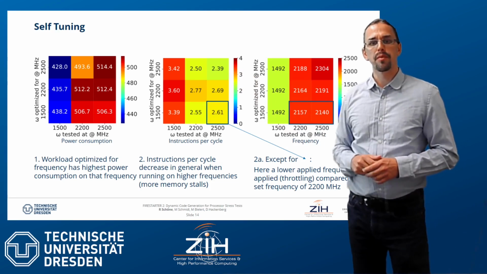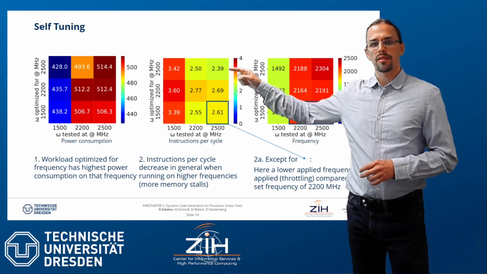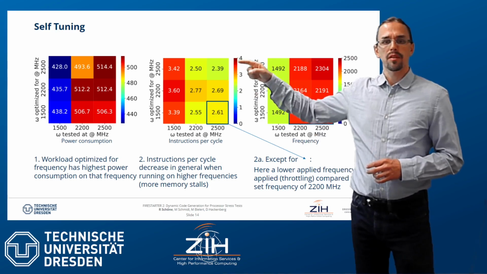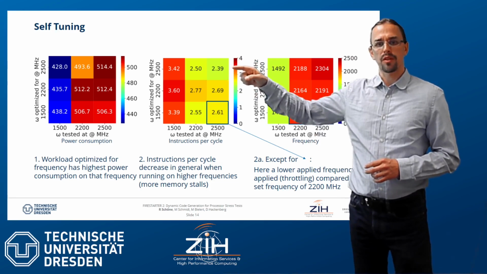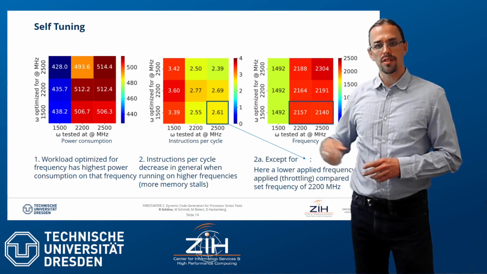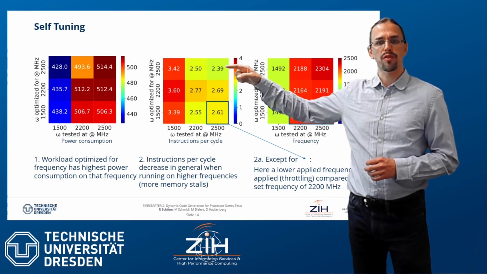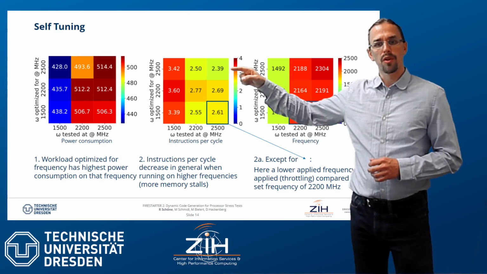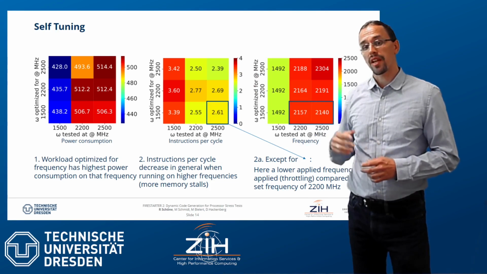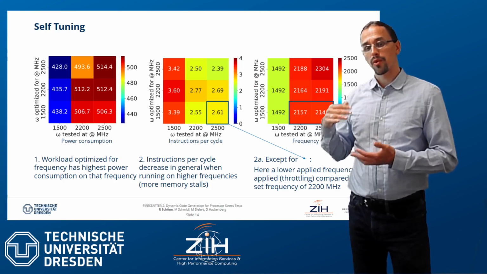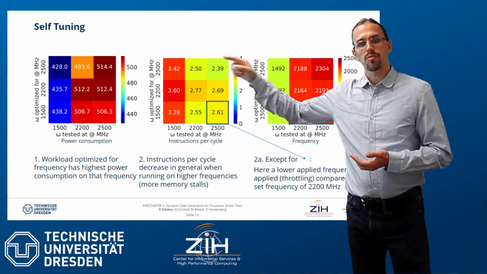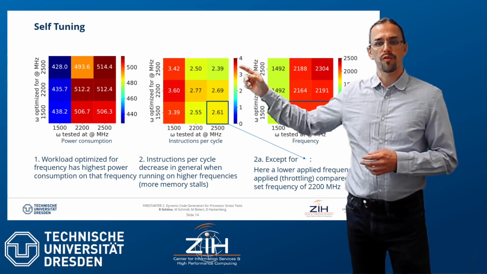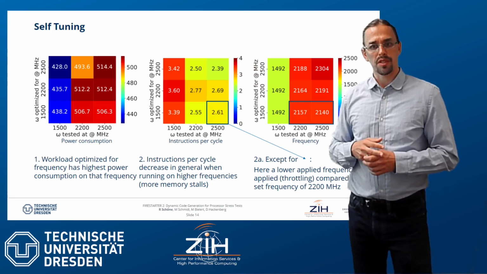What you see in the middle is that if you go from right to left, you have an increasing instructions per cycle. So when you tune for 2.5 gigahertz and run at 2.5 gigahertz, you will have 2.39 instructions per cycle. But if you lower the frequency, then you will not have as many stalls due to memory accesses, and with that the instructions per cycle will increase. So 2.39 to 2.5 to 3.42 instructions per cycle.